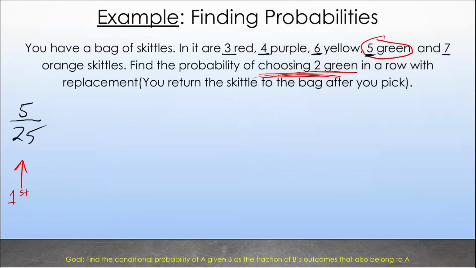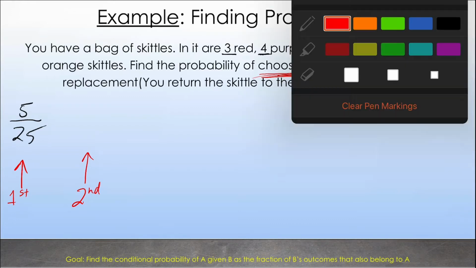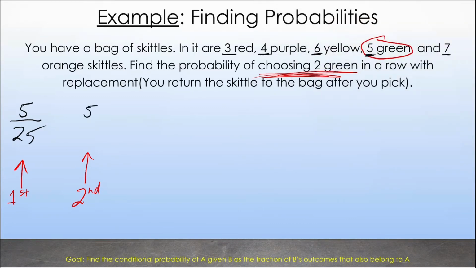Now, after the second draw, so I draw a green Skittle the first time. Then I put it back, and I draw a green Skittle the second time. My probability of drawing a green Skittle out is still 5 out of 25 because I put that green Skittle back, okay? So to find the probability of choosing it 2 times in a row, I multiply the probability of drawing the green on the first by the probability of drawing the green on the second draw.